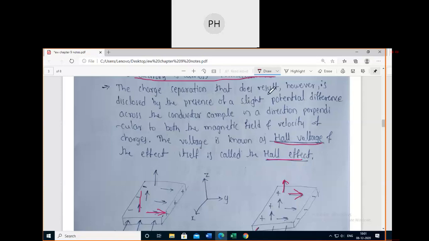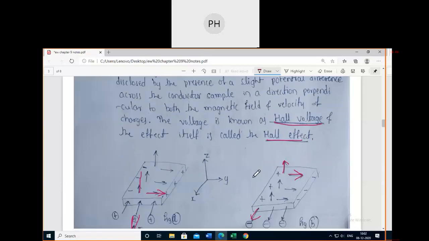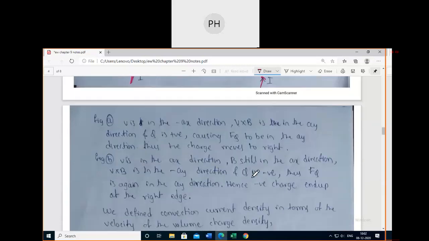The charge separation that does result is disclosed by the presence of a slight potential difference across the conductor sample in a direction perpendicular to both the magnetic field and the velocity of the charge. The voltage is known as the Hall voltage and the effect itself is called the Hall effect. Because of the magnetic and Coulomb forces together, whatever displacement is there, we are indicating here.